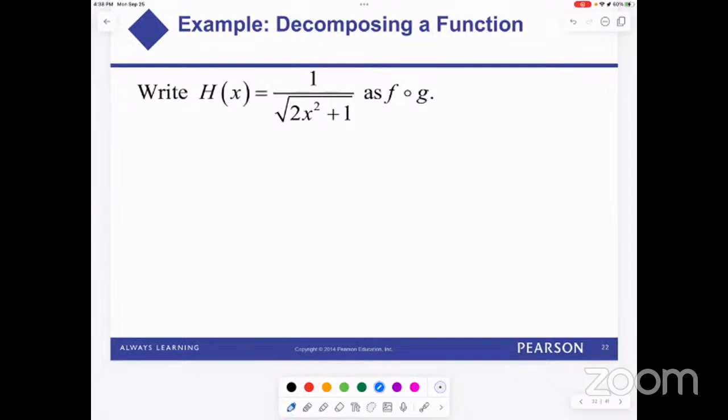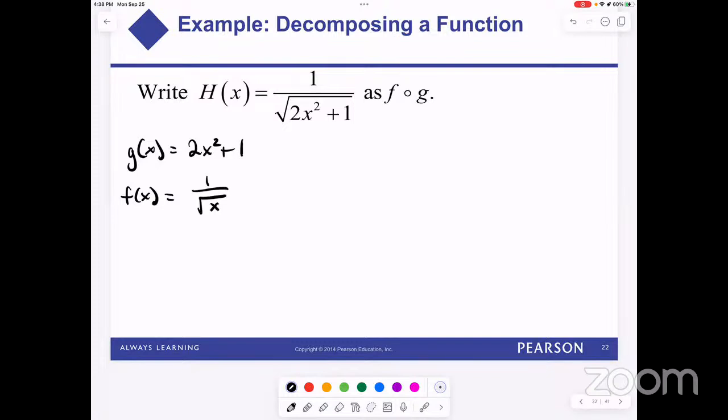For instance, one potential combination could be, let's start with the inside function. So if we let G of x be 2x squared plus 1. If G of x is 2x squared plus 1, then our F of x would be what? 1 over the square root of x. So that way, when we do F composed G, we'll finish with this H.